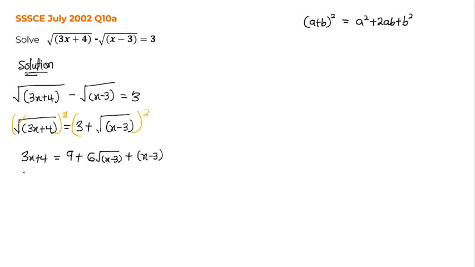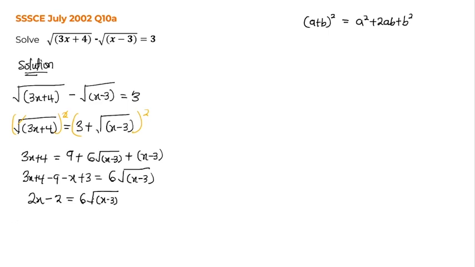Okay, so from here I have here 3x plus 4. I send the 9 here to the other side, it becomes minus 9. Then the x over here, I also send it to the other side, it becomes minus x. I send the negative 3 to the other side, it becomes plus 3. It's equal to 6 root x minus 3. Now I have 3x here minus x here, that will give me 2x. I have here 4 and 3, that will give me 7, minus 9 will give me minus 2, is equal to 6 root x minus 3.